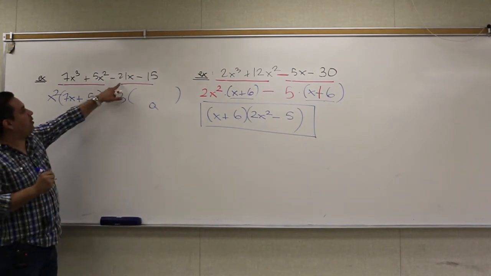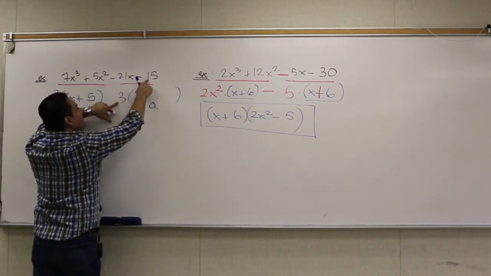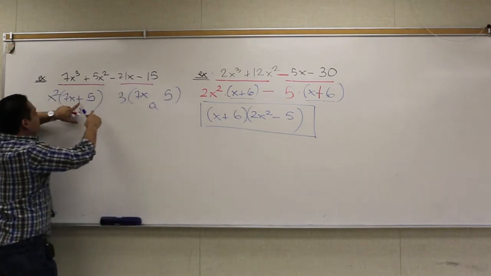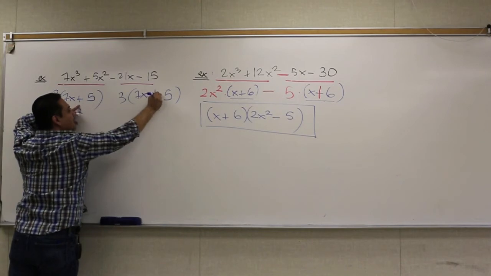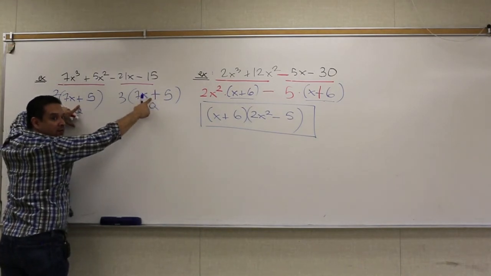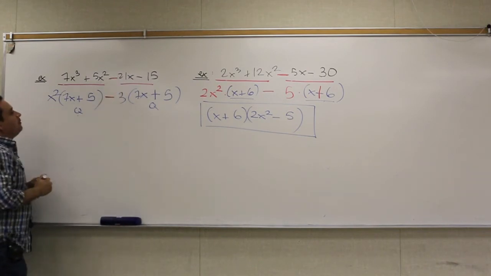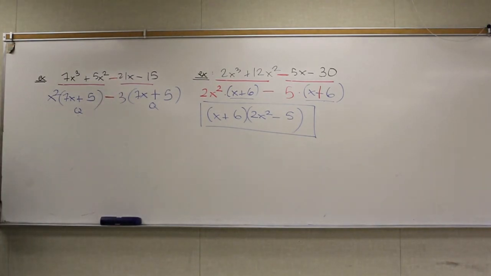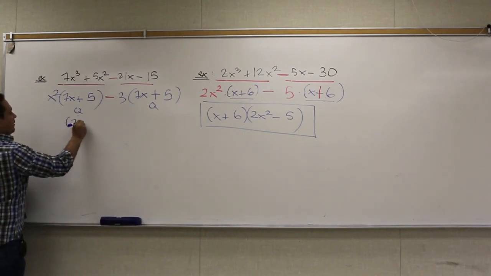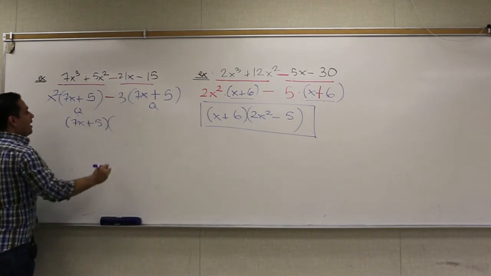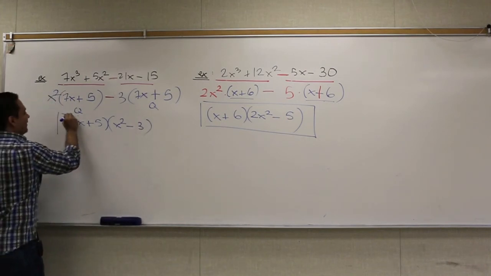And then 3 goes into both. 3 goes into 21x. What's the quotient? 7x. 3 goes into 15. How many times? 5. Aren't they supposed to be the same? Yes. What's that sign going to be? Subtraction. Step 3, factor out the common term. What's common? 7x plus 5. What's left? X squared minus 3.